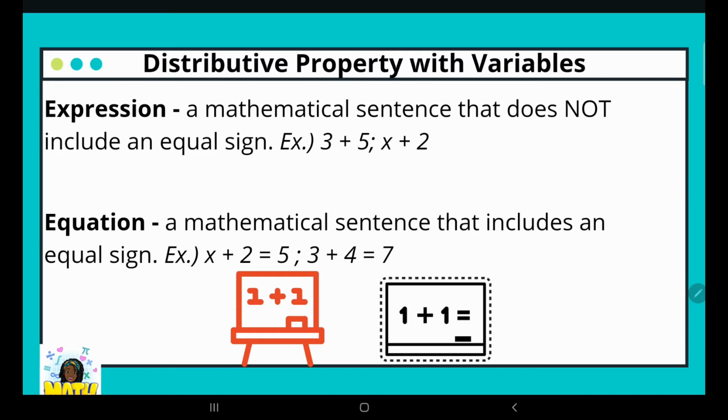An expression is a mathematical sentence that does not include an equal sign. Whenever we have expressions, we simplify them, we bring them down to a smaller set of numbers. When we have equations, we solve them. An equation is a mathematical sentence that includes an equal sign.